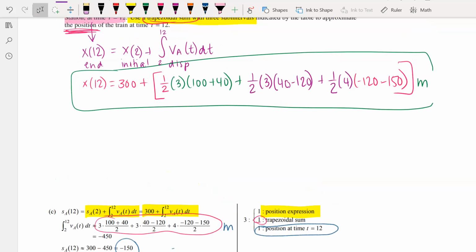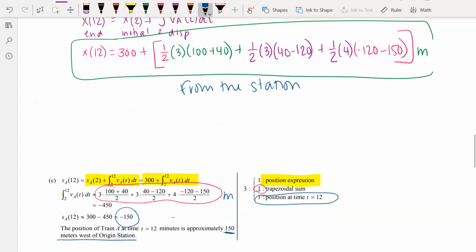So we left it like this. We could have just that many meters from the station. And hopefully that'll earn our point. I'm pretty sure it will because we're told not to simplify. And that's it.